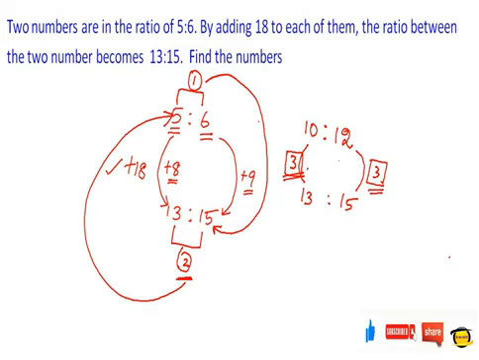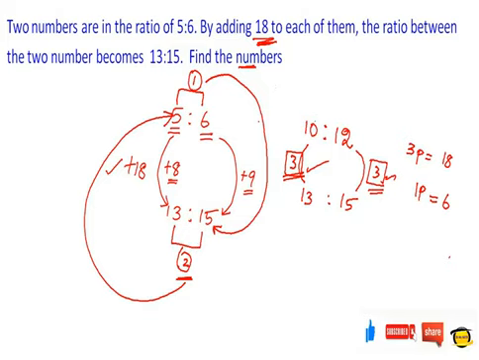Now let's make use of the same old shortcut. So 3 parts of the number is given as 18, right? Because this change of 3 parts is happening because of the addition of 18, right? So what is going to be 1 part's value? 1 part is equivalent to 6. Now what is the question? Find out the original numbers.